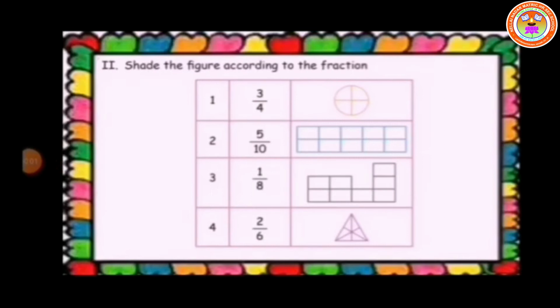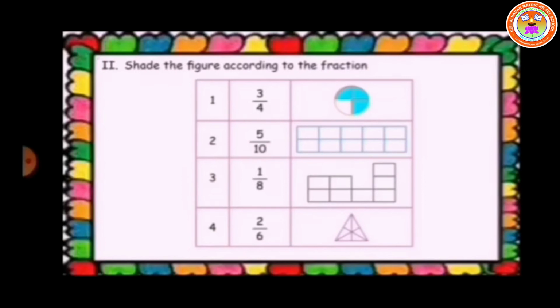Second one, shade the figure according to the fraction. First one, 3 divided by 4. In the fraction 3 divided by 4, the down number represents the total parts. The top number represents the shaded or colored parts. So, we have colored 3 parts in the first sum. 1, 2, 3.